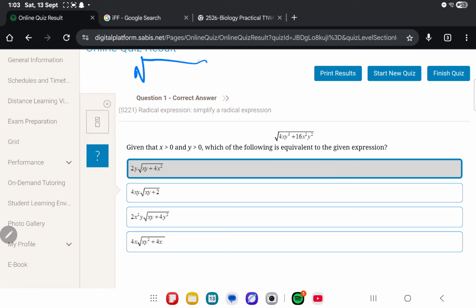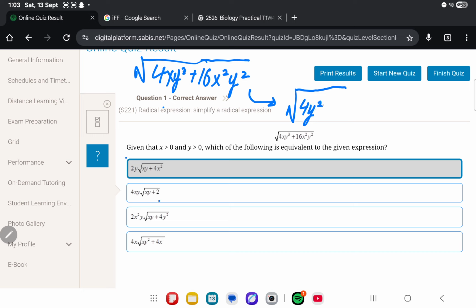Okay, so radical 4x y cubed plus 16x squared y squared, all under the radical. If you think about this, it's very easy. You can factor out 4y squared. So 4y squared, you'll be left with xy plus, sorry, 4x squared.